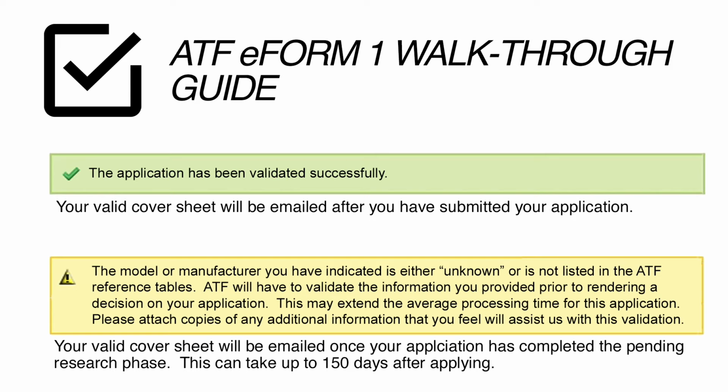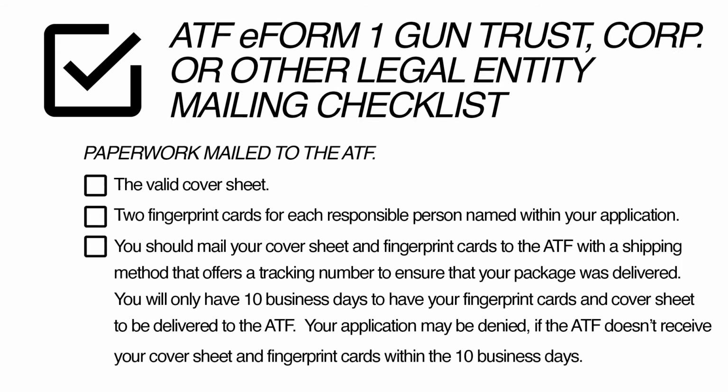At this time, you will receive another email from the ATF with your ATF Form 1 watermarked submitted and a valid cover sheet. This will be the time that you will be able to mail your cover sheet and fingerprint cards to the ATF, and mail your CLEO paperwork to your CLEO. This can take the ATF up to 150 days to change your application from pending research to submitted. If your application had a green check mark on the Certify page, then your application will start in the submitted status. Your cover sheet will have a valid control number and serial number. The below items will be sent to the ATF after you have received a valid cover sheet from the ATF.